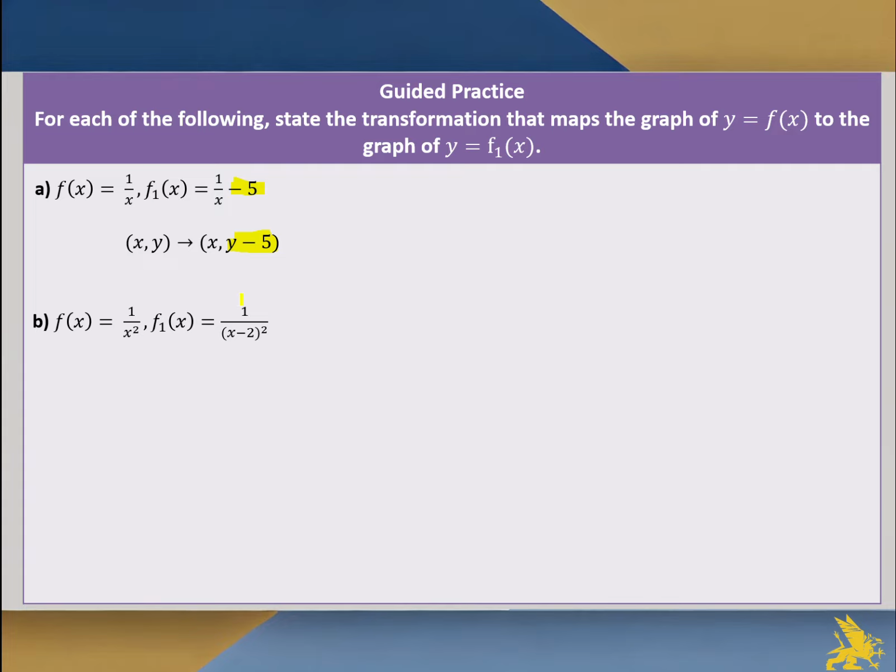If we look at B, where it says 1 over x squared, and our new function says we've got x minus 2 in brackets squared. Again, this area here is referring to our horizontal translation of our truncus. So with a horizontal translation, the first thing we need to be thinking about is how do I make that 0? x must be 2, so it's 2 units to the right. If it's 2 units to the right, it means I'm just adding 2 to x.